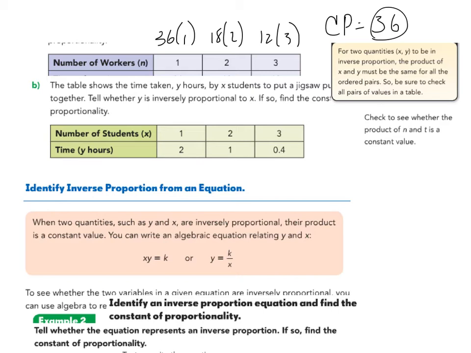All right, so the table shows the time taken, Y hours, by X students to put a jigsaw puzzle together. Tell whether Y is inversely proportional to X. If so, find the constant of proportionality. So I'm going to stop it, let you work it out, and then we'll go over it together.